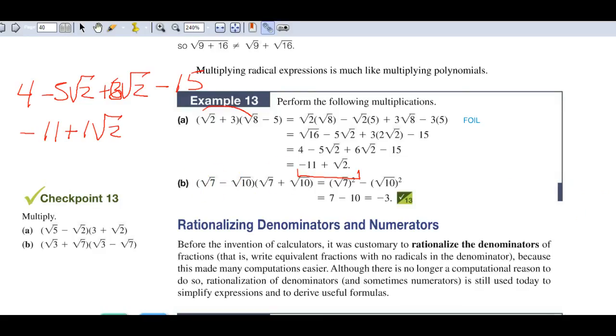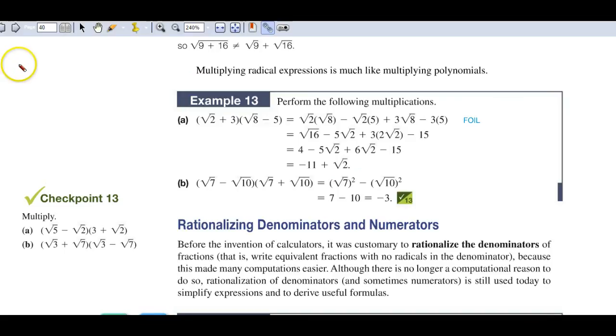Now in letter B, these are conjugates that we mentioned a long time ago. When we deal with conjugates like this, the middle terms cancel out. So this is the square root of 49, which is 7. This is the square root of 100, which is 10. So this ends up being a negative 3. Not too bad. But again, lots of stuff, and we are approaching 40 minutes here.